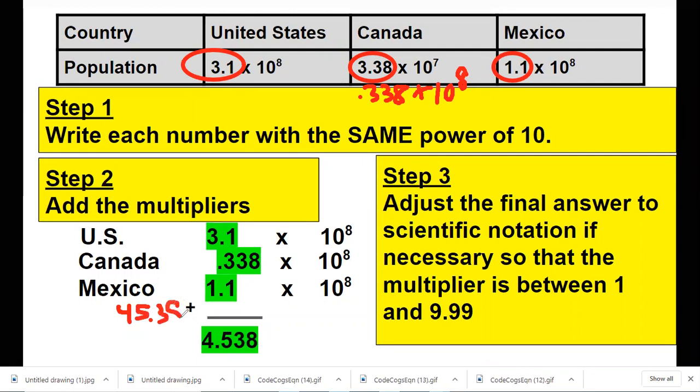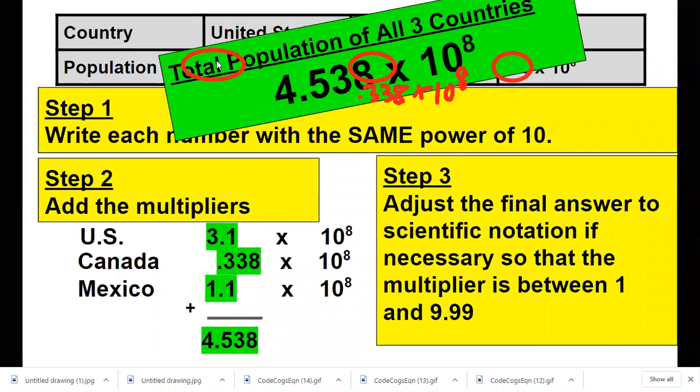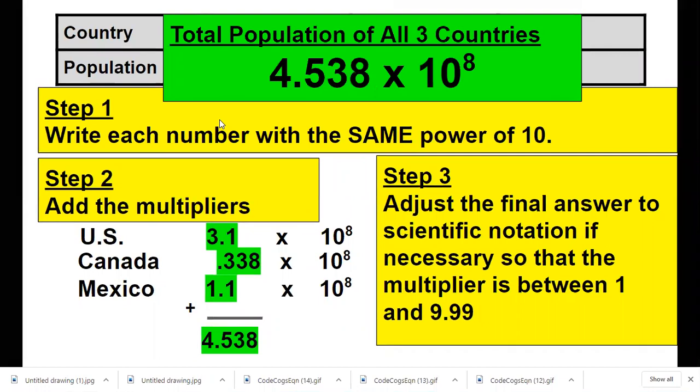If that were the answer, which it isn't, but if it were, which it could be in different problems, you're going to need to move the decimal 1 to the left and change your power of 10 before you have the final answer, okay? In our case, we don't have to do that in this problem. So our final answer then, and I'm going to clear my drawings, is 4.538 times 10 to the 8th power, right? Keep the same power of 10 unless you have to move the decimal to get it into a number between 1 and under 10, okay?